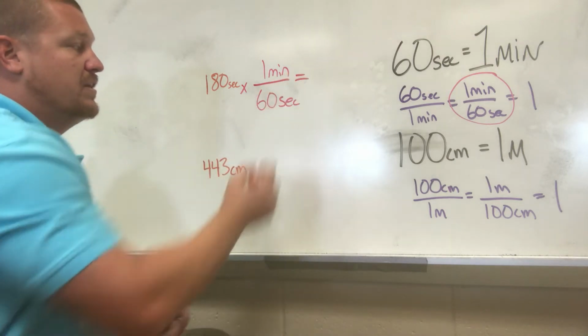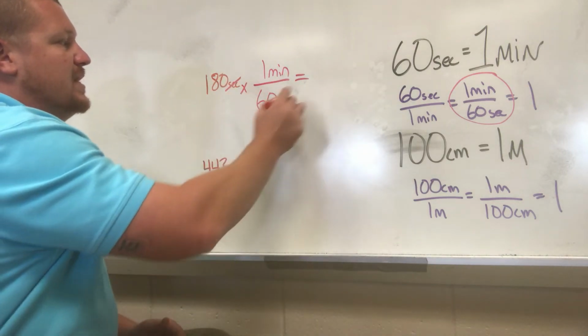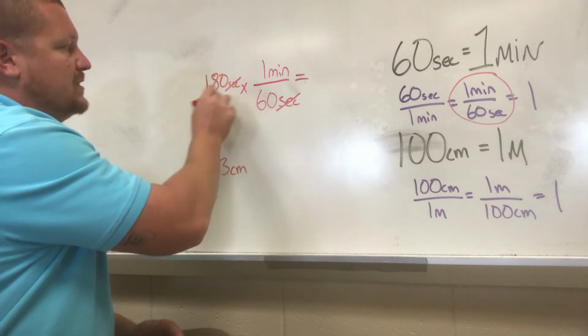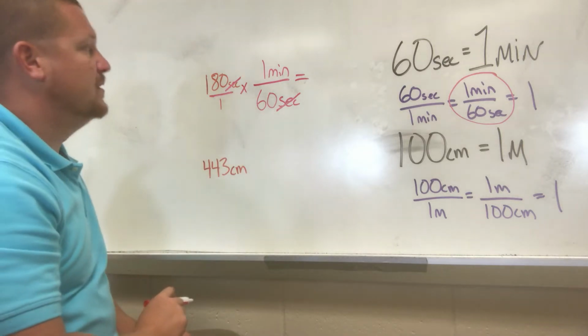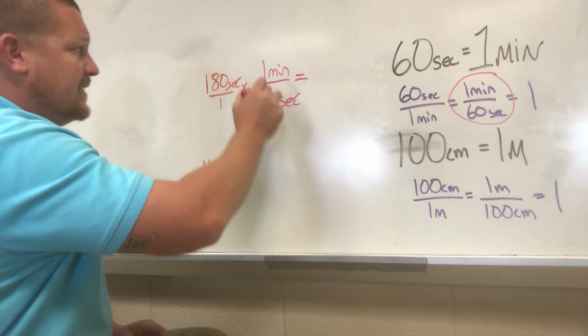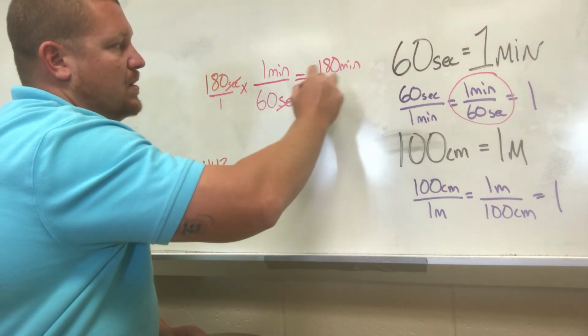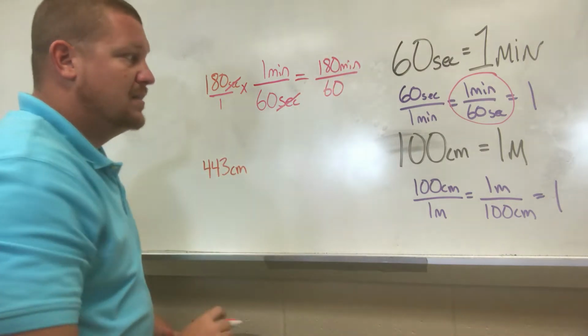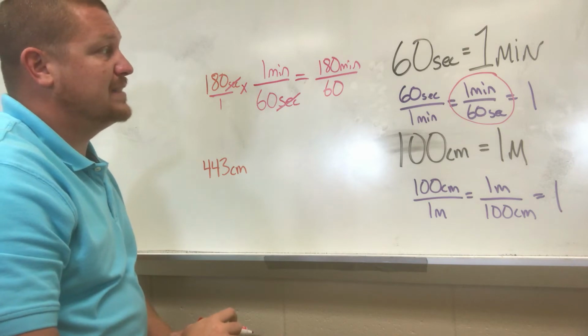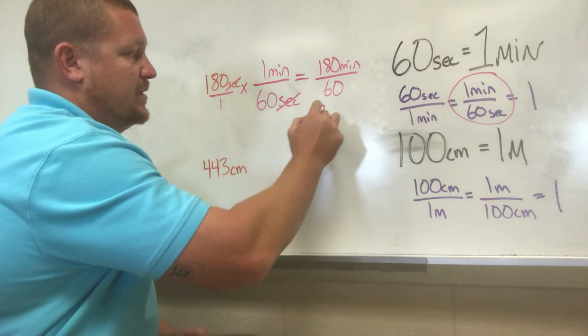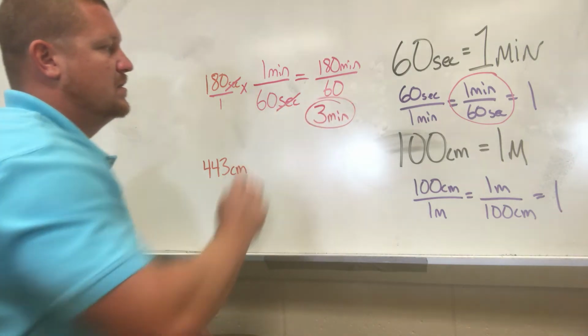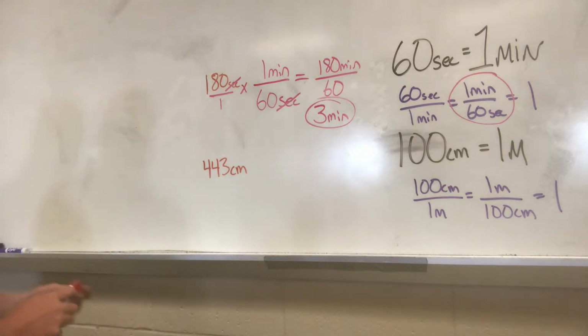All right, now I'll just multiply. My seconds will cancel. Seconds are on top, right? This is like 180 over 1. 180 times 1 is 180 minutes over 60. 180 divided by 60 is 3. So there we've converted that one.